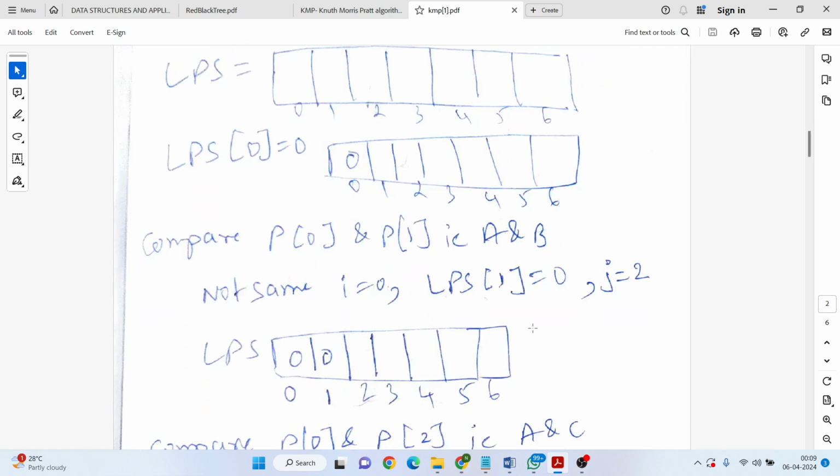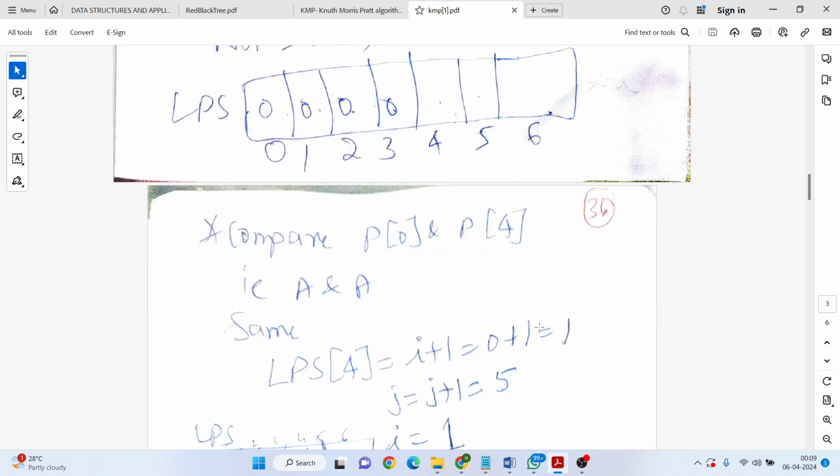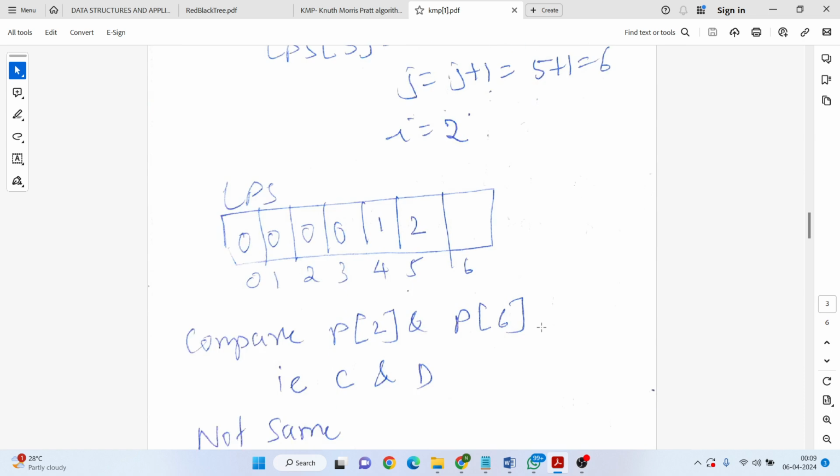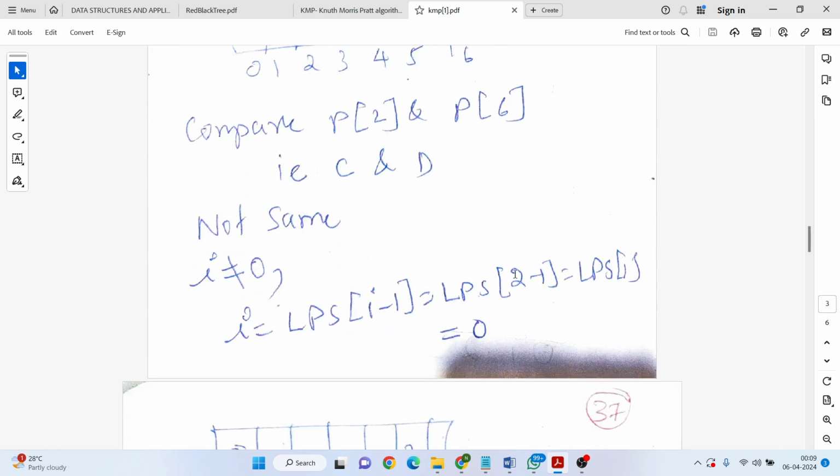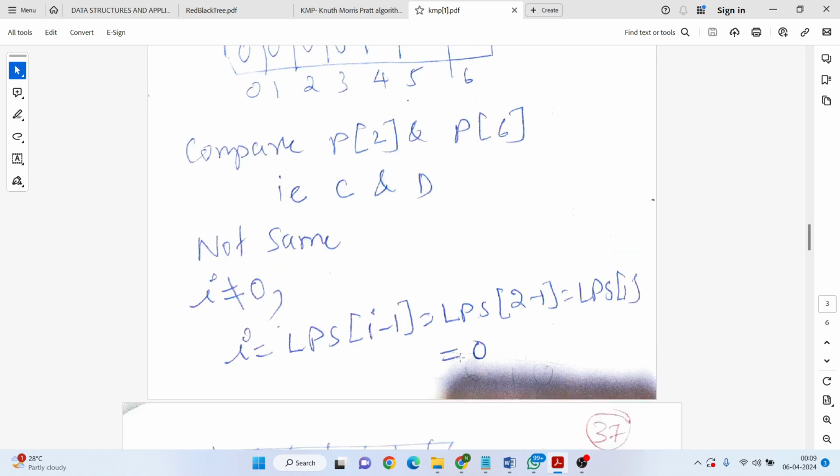I is not 0. So you have to increase that LPS in that location. It is 2 minus 1. I minus 1. LPS of the new I value is LPS of I minus 1. LPS of I value is 2. 2 minus 1 is 1. LPS of 1 is 0. That is the value of I.